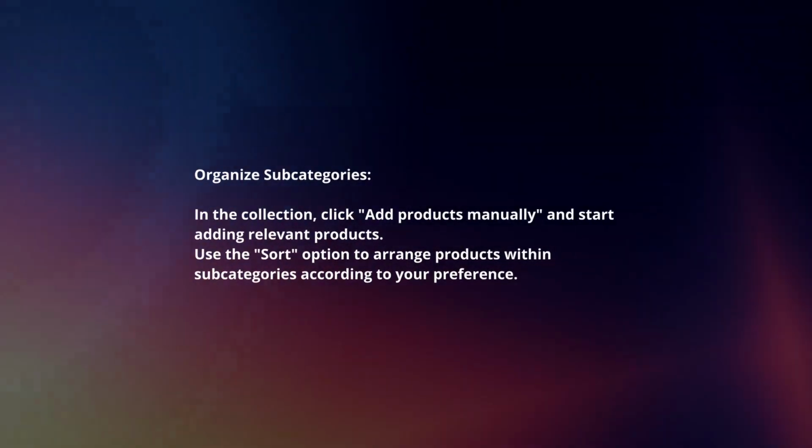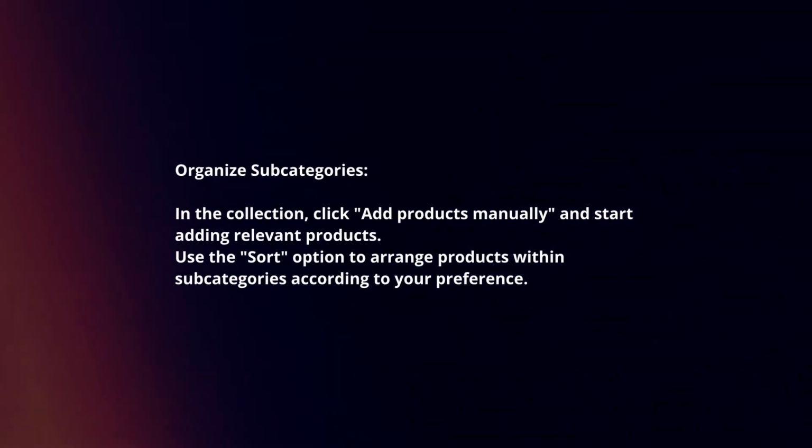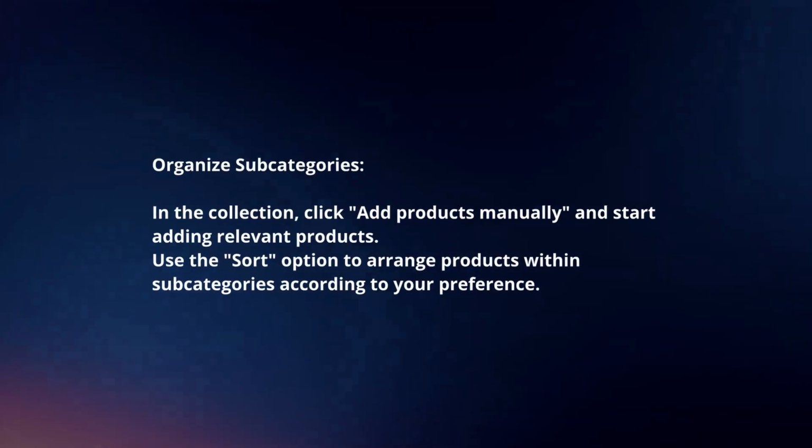Organize subcategories. In the collection, click Add Products manually and start adding relevant products. Use the Sort option to arrange products within subcategories according to your preference.